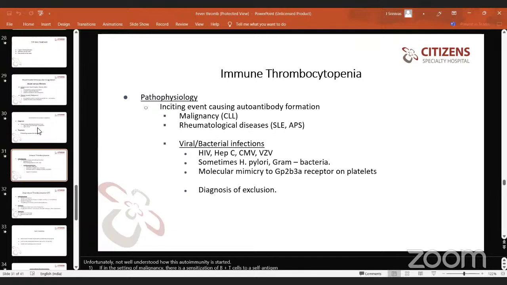Immune thrombocytopenia: an inciting event causing autoimmune autoantibody formation, malignancy, rheumatological diseases, viral or bacterial infections like HIV, hepatitis C, CMV, varicella zoster virus, sometimes H. pylori, gram-negative bacteria, and molecular mimicry to GP2-3A receptors on platelets. It is a diagnosis of exclusion.